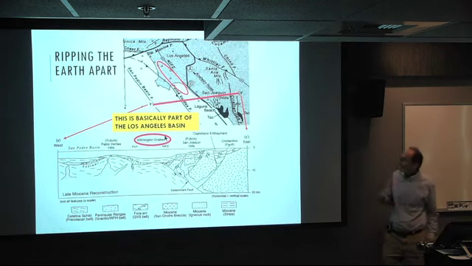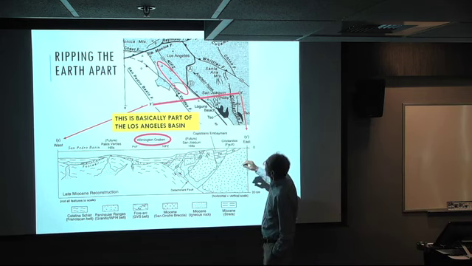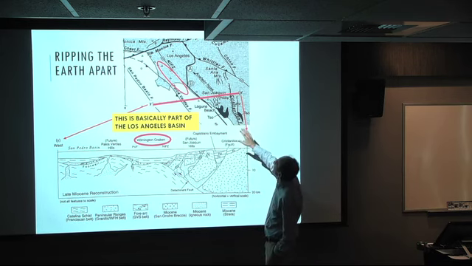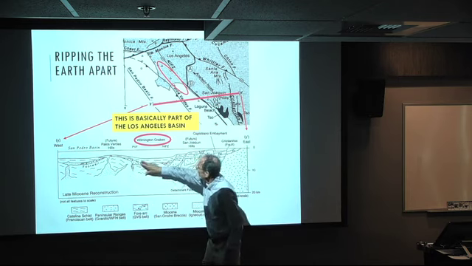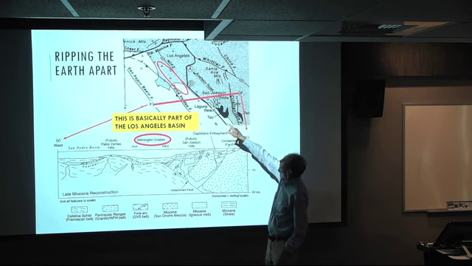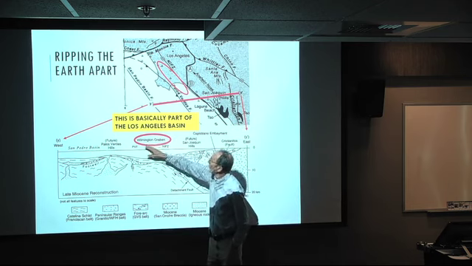So, back to the Crouch and Suppe paper. So here is y to y prime, this figure right here. And you can see that red oval there. That is this area here, the Wilmington Graben.